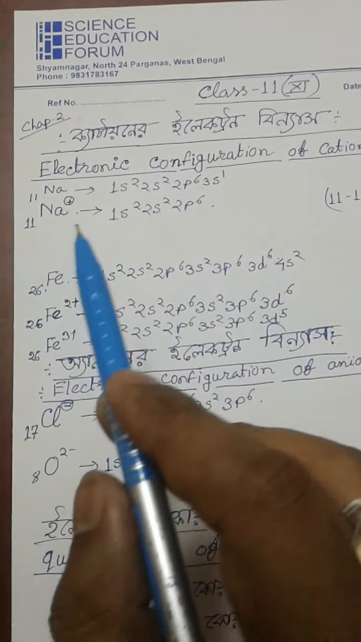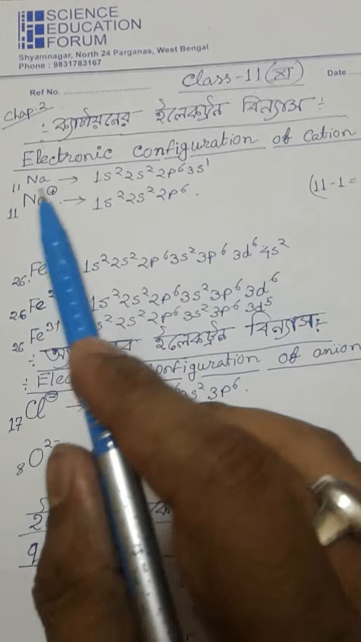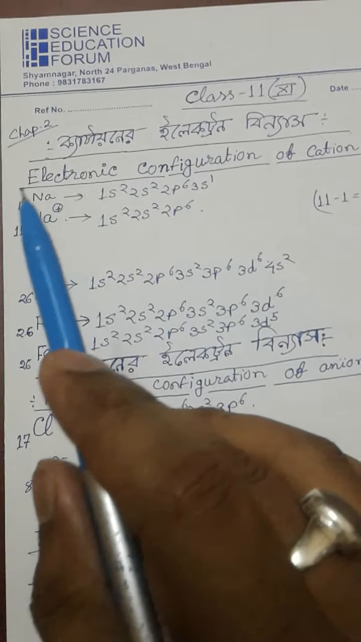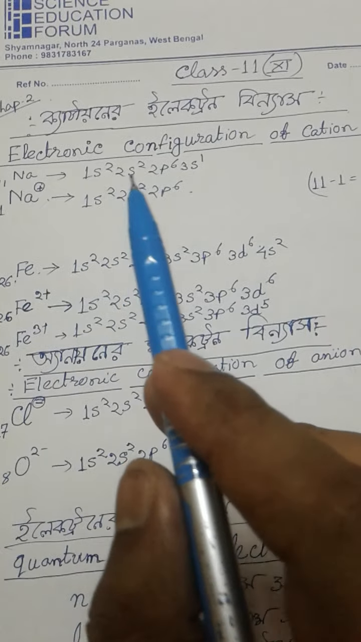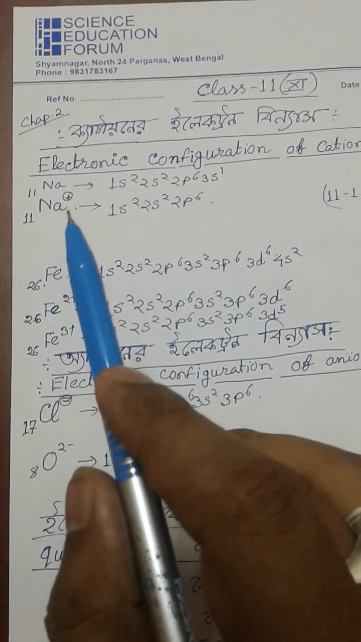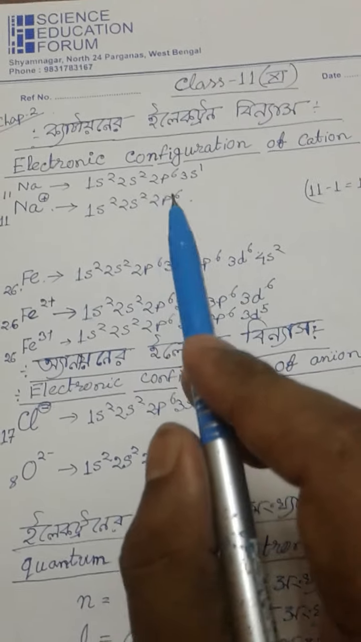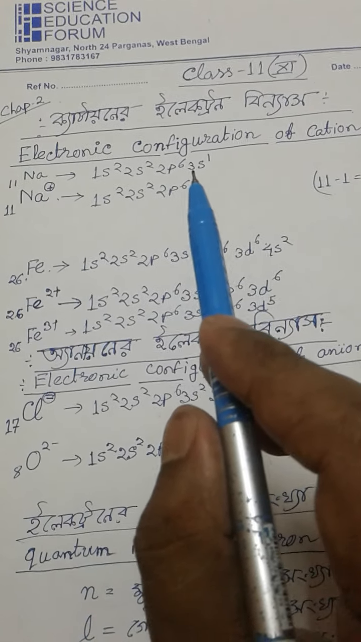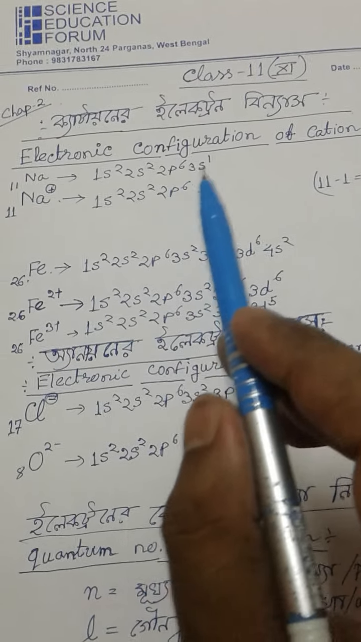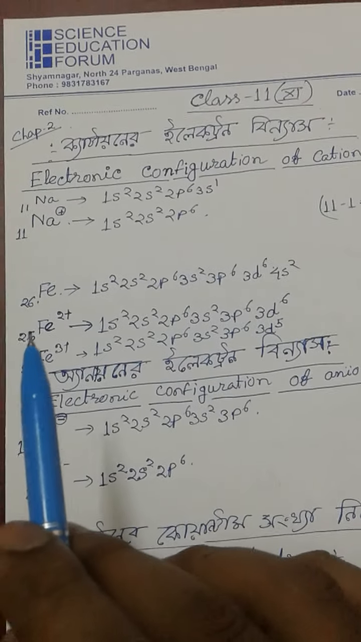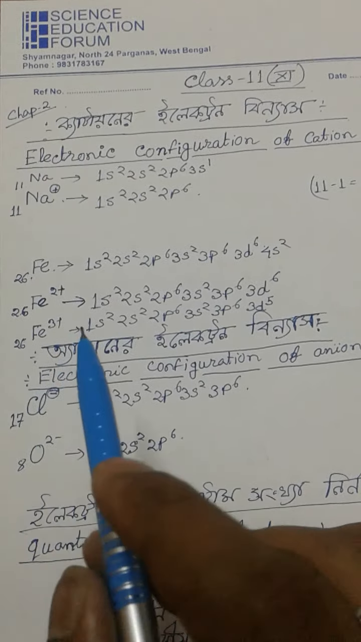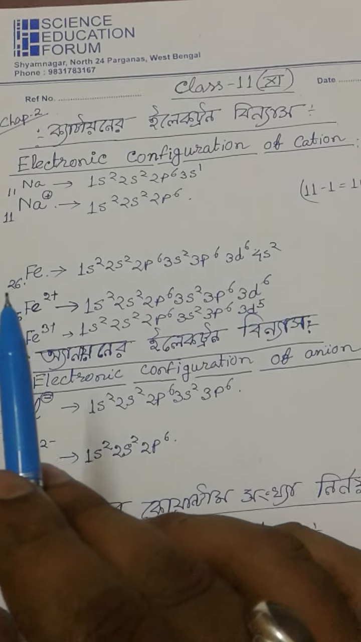But when you write the electronic configuration of sodium plus, you must first write the electronic configuration of the sodium atom, that is 1s2 2s2 2p6 3s1. And when you write sodium plus, you remove the electron from the outermost orbit of the sodium atom. The outermost orbit is 3, so one electron you must remove from 3s1.